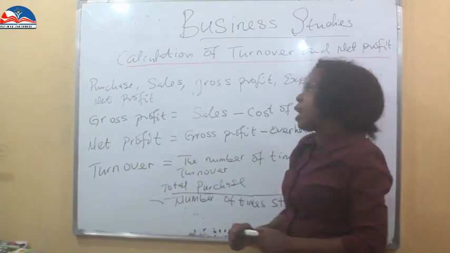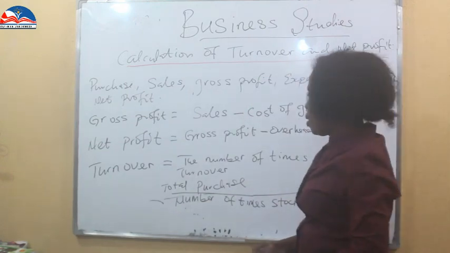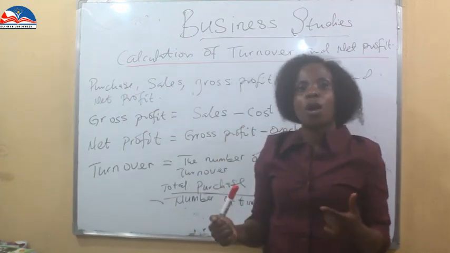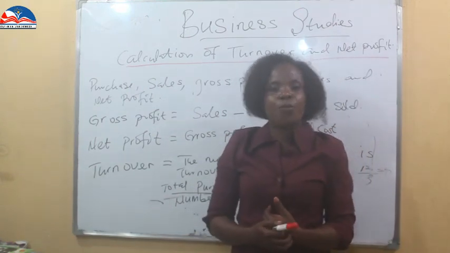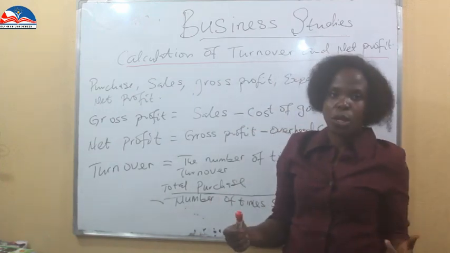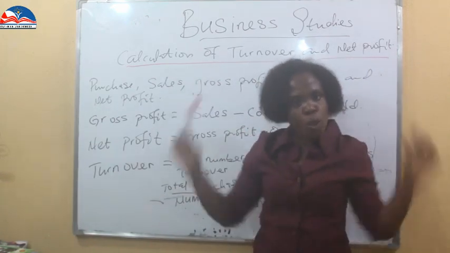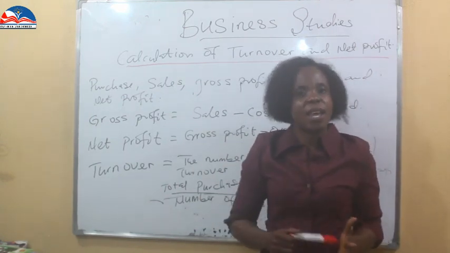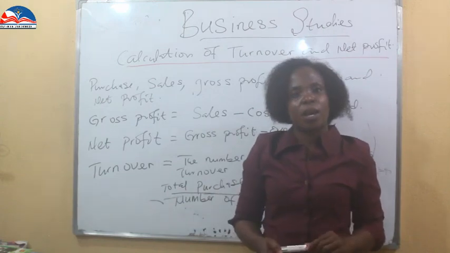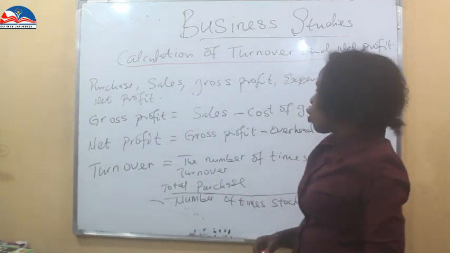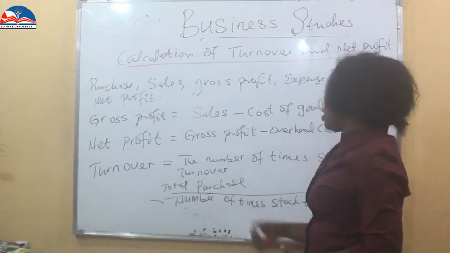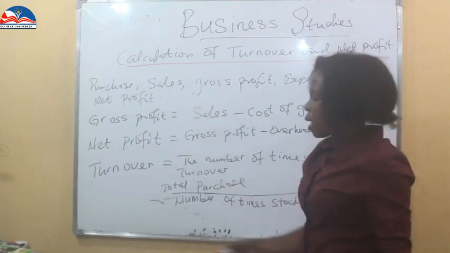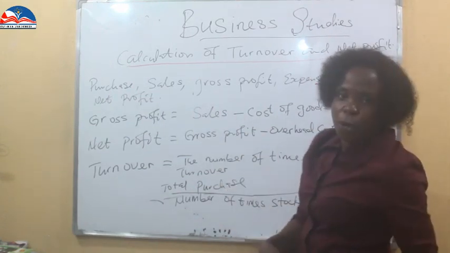Then finally, on our class today, turnover. How many times do I restock my shop? How many times do I restock my products? If I stock every month, that's to say in a year I stock 12 times. If I stock every 2 months, that's to say in a year I stock 6 times. And so the rate of turnover is the number of times stock is turned over, which is total purchase. What did I purchase? The number of times stock is turned over.